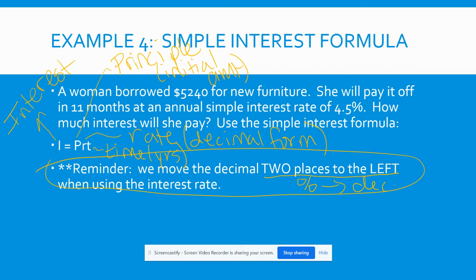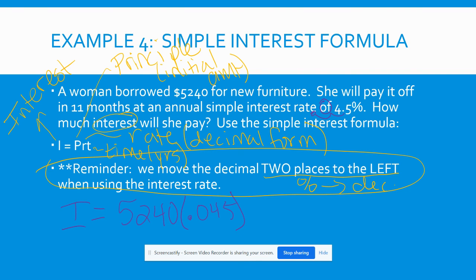So if we're looking at this example about borrowing $52.40 for new furniture, and it wants to know how much interest will she pay. So looking at the interest formula, we have I is equal to our principal. What's the initial amount that she borrowed? It's $52.40. Times the interest rate in decimal form. Well, our interest rate is 4.5%. So we move that decimal over twice, and our decimal is 0.045.